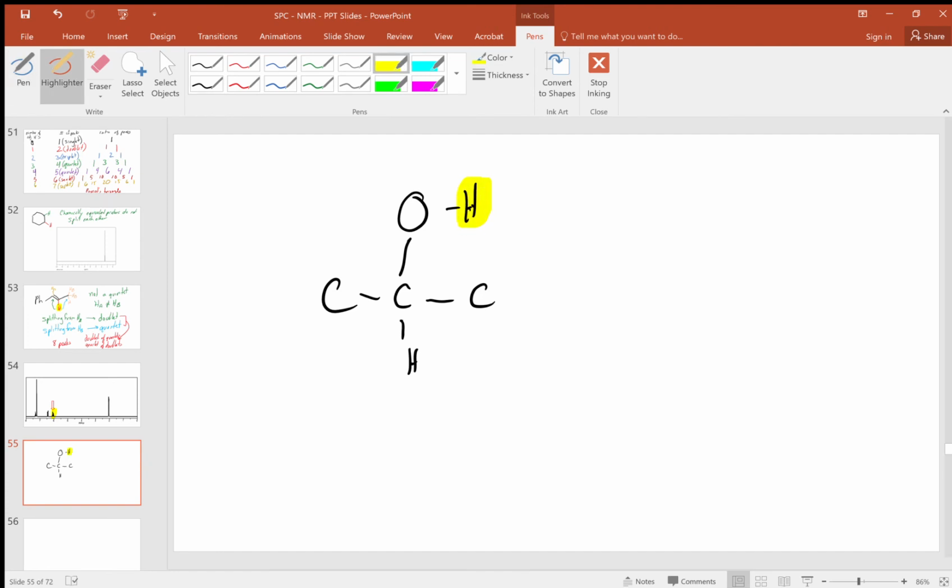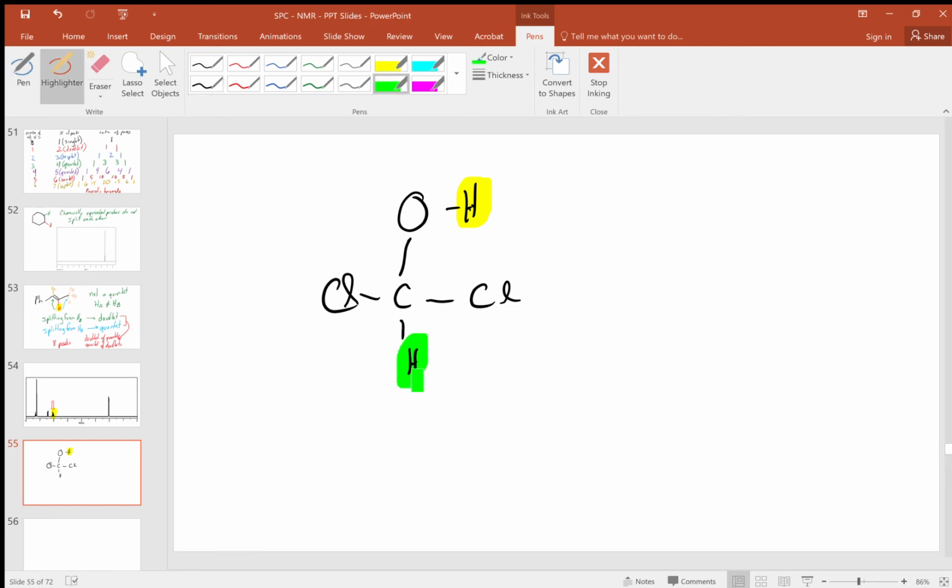first of all, does an OH proton show up in an NMR spectrum? The answer is yes. Protons on atoms other than carbon will still show up in an NMR spectrum. What about the splitting, though? In fact, I'm going to make these chlorines so that they don't affect the splitting at all.